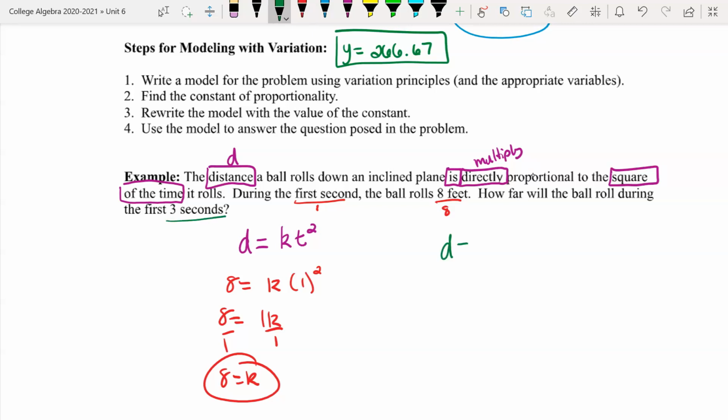So I don't know the distance on this one, and this is what they're trying to get us to answer. But I know my constant is 8, and I know my time is 3. So I'm going to say 8 times 9, and I end up getting 72 feet.